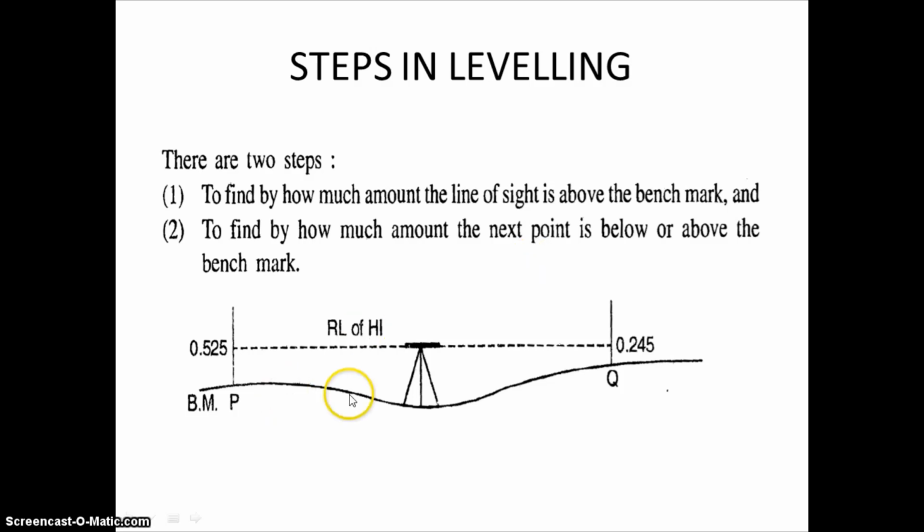Okay, so you can see this simple figure is given. Benchmark, these are two points P and Q. This is your instrument. This is a line of sight. Okay, 0.525, 0.245. So actually, we have to calculate the RL of HI, and simultaneously we also have to calculate the RL of this particular point and this particular point. Suppose you take a number of stops, and if you want to calculate the RL of that particular point, you can calculate it easily.